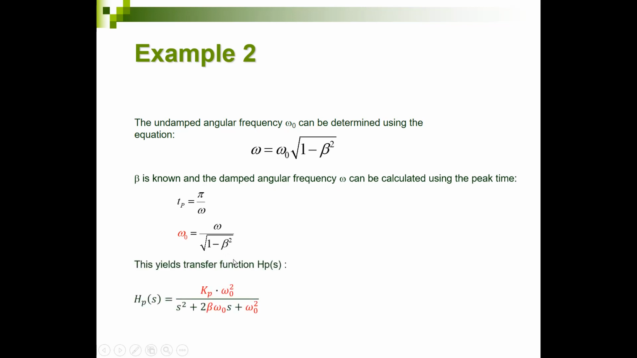So then we have everything, which yields the following transfer function. My transfer function is equal to Kp, the constant static gain, times omega 0 squared divided by s squared plus 2 times beta times omega 0 times s, well, beta is known, omega 0 is known, plus omega 0 squared. And then we have all information for defining our transfer function.